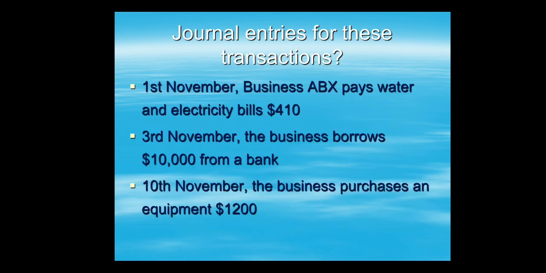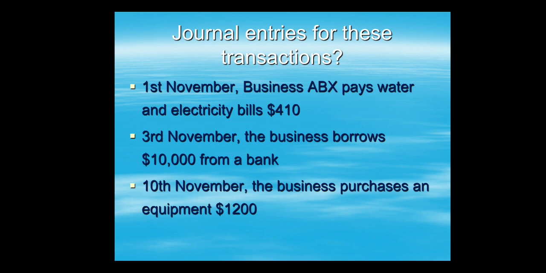Okay, now we see here there are several more transactions, and I hope you can think how to record these sample transactions in the general journal. Let's see here. 1st of November, business ABX pays water and electricity bill $410. How to record this in the general journal?